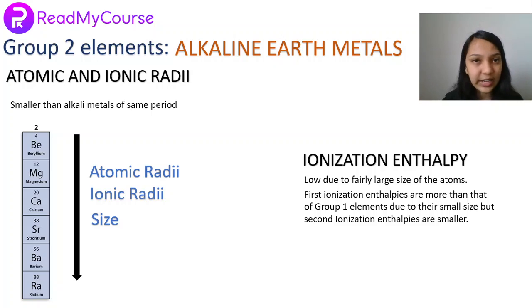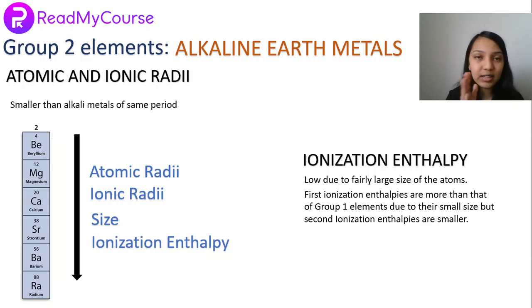And talking about the ionization enthalpy, they have low ionization enthalpy due to the fairly large size of the atoms. First ionization enthalpies are more than those of the group 1 elements due to their small size, but second ionization enthalpies are smaller. So when we compare the alkali metals and the alkaline earth metals, the first ionization enthalpy of the alkaline earth metals is more than that of the alkali metals because of their smaller sizes, but the second ionization enthalpies are smaller. Hence the ionization enthalpy decreases as we go down the group.